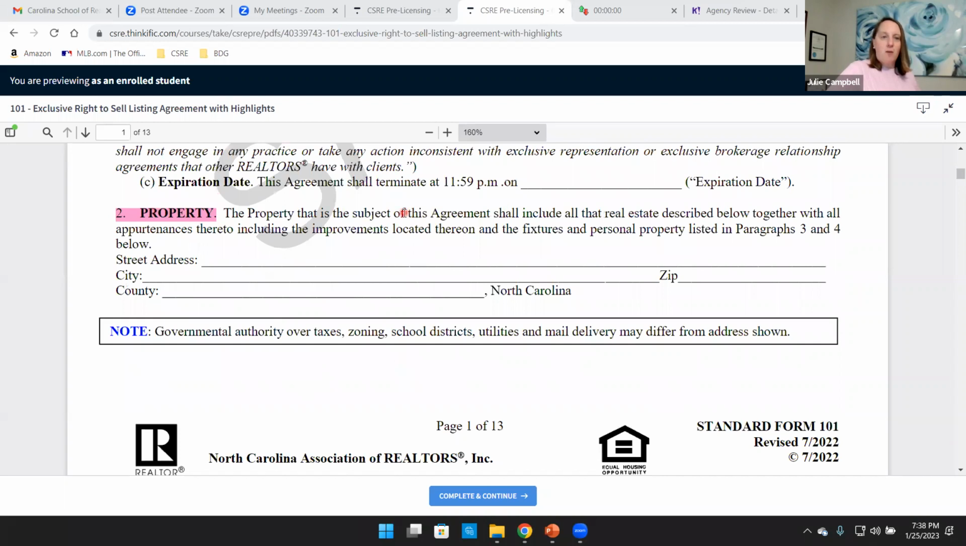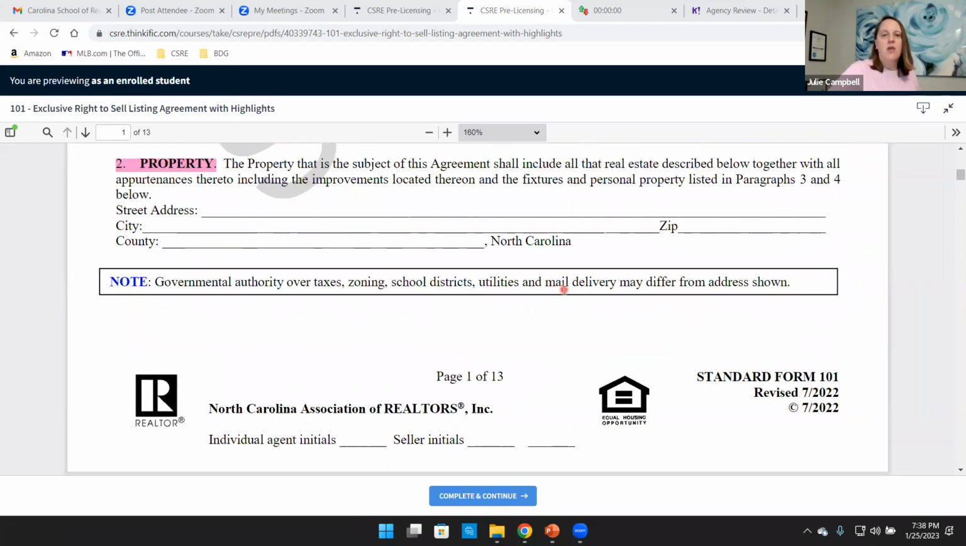Then we have the property. We're going to describe the property. So I got a place for the address, city, county. It's North Carolina home form. So it's North Carolina home.